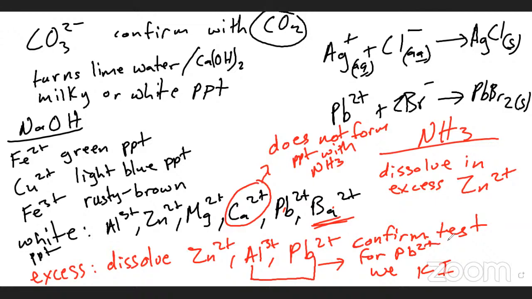Let's just take a picture of the board. For iron, hemoglobin contains Fe2+. So I'm going to clear the board now. Take a picture.